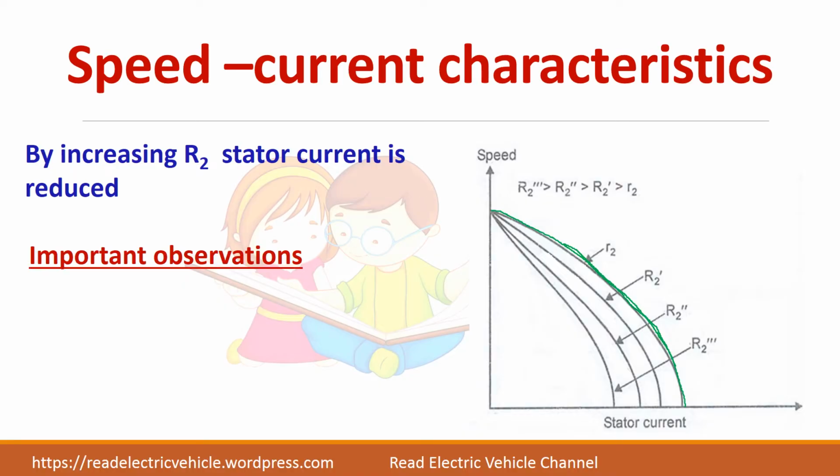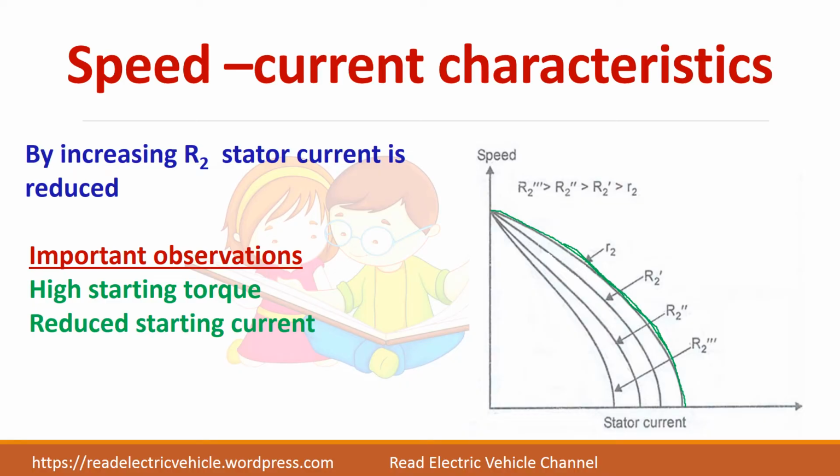We can observe from the speed torque and speed current characteristics that by increasing the rotor resistance, we can get higher starting torque, starting current will be reduced, and the speed at which maximum torque occurs gets reduced. But maximum torque magnitude remains the same irrespective of the value of external resistance.